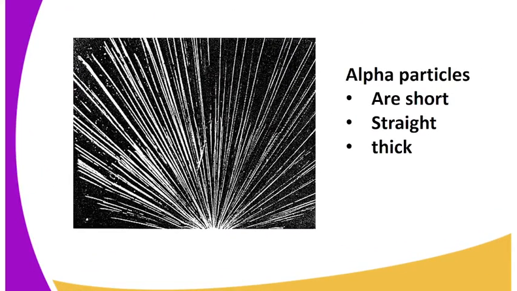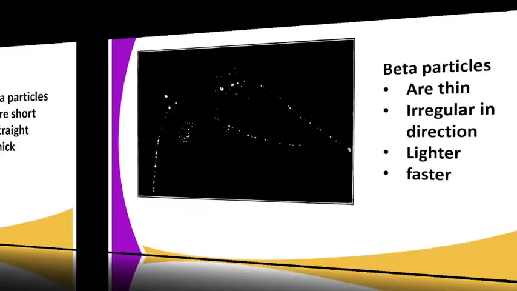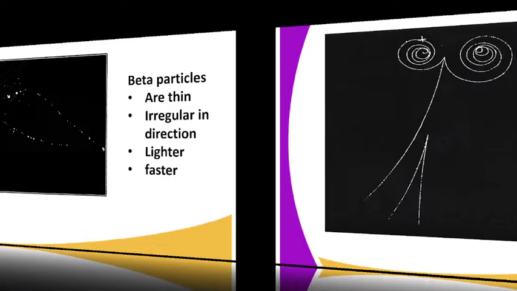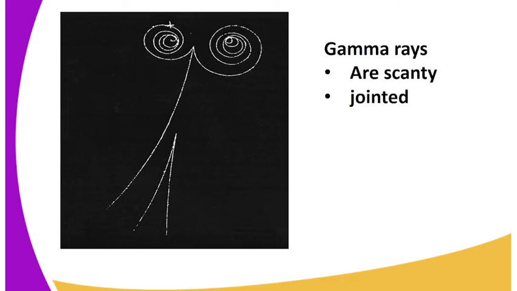Next, we have alpha particles. And what are the properties of alpha particles? They are short, they are straight, and they are thick. Next, we have the beta particles. As you can see, the beta particles are thin, they are irregular in direction, they are lighter, and they are faster. Next, we have the gamma rays. They are very scanty, as you can see from the diagram, and they are jointed.